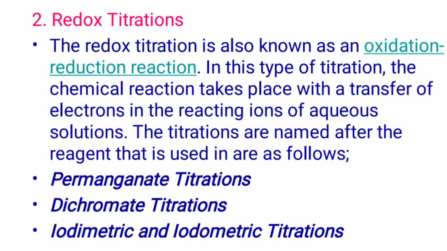Next is redox titration. The redox titration is also known as an oxidation-reduction reaction. In this type of titration, the chemical reaction takes place with a transfer of electrons in the reacting ions of an aqueous solution. The titrations are named after the reagent that is used, and are as follows. Number 1, permanganate titration. Number 2, dichromate titration. And number 3 is iodometric and iodimetric titration.